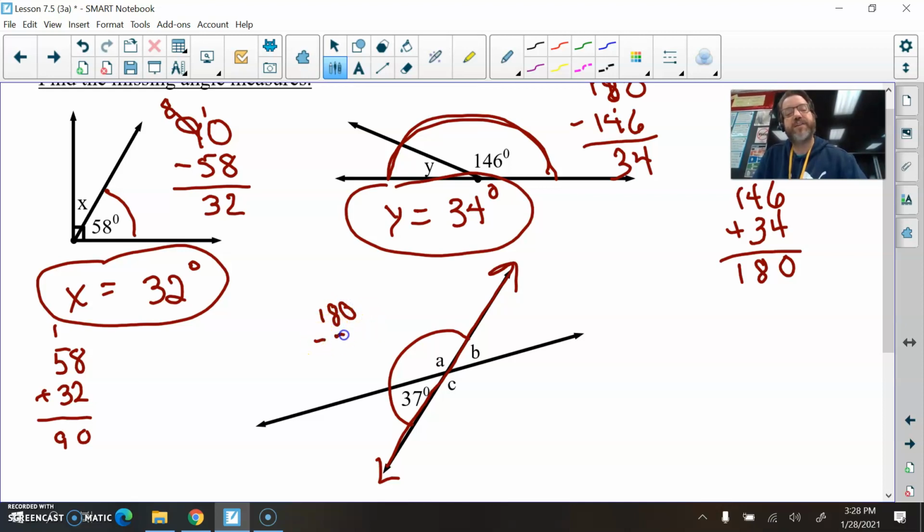So if I subtract 37 from 180, that'll give me the measurement of angle A. So let's make this 8 into a 7. This becomes 10. 10 minus 7 is 3. 7 minus 3 is 4. And I have that 1 out in front. So angle A here is 143 degrees.